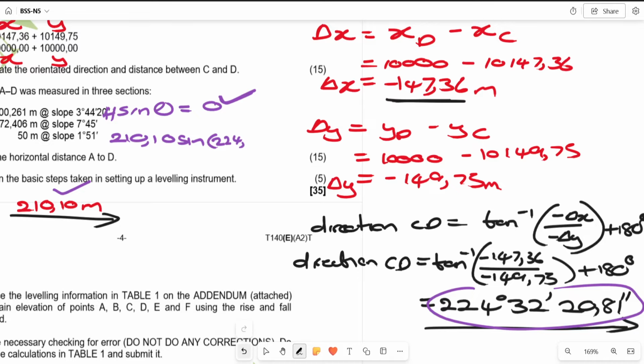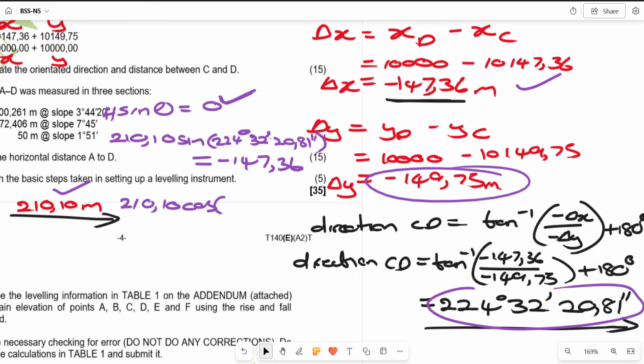224 degrees 32 minutes and 20.81 seconds. What that is supposed to give you is the opposite. It's supposed to give you the opposite, which is minus 147.36, which is your x. You see that? And to do the other check, you just want to say 210.10 cos, and then you put that angle there, and it's going to give you the y.